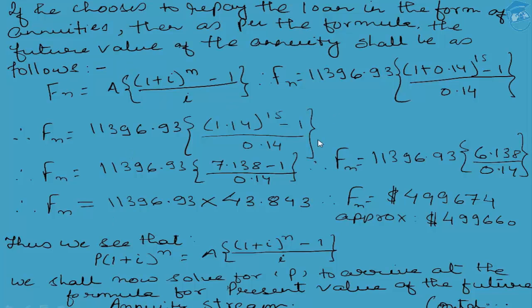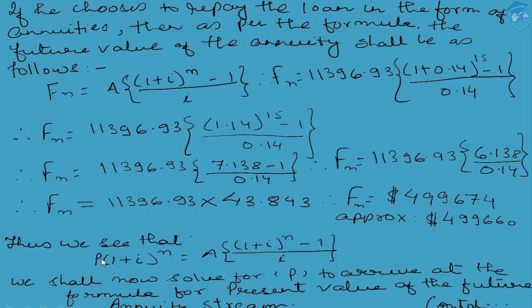By understanding the conceptual framework and by looking at this simple numerical, we can conjure that. Thus you can see that P into 1 plus I to the power of n, that is the future value of a lump sum, is exactly equal to the future value of an annuity, that is A into 1 plus I to the power of n minus 1 whole upon I. So now we solve for this P in the equation in order to calculate the present value of the annuity.